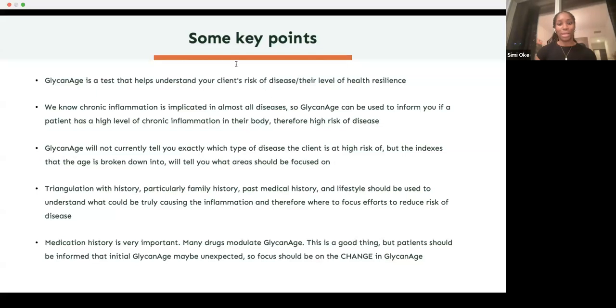I have someone asking, does the last bullet point imply that drugs may increase the GlycanAge? There are medications that can modulate your GlycanAge, and some of them can increase it. There are quite specific examples. I'm trying to think of one off the top of my head, and I'm struggling a little bit. Let me speak with one of our scientific team, because I'm fairly certain there is a drug, maybe a couple of them, that can increase your GlycanAge. I can't remember what they are, but I can get back to you with that information, Bruce.